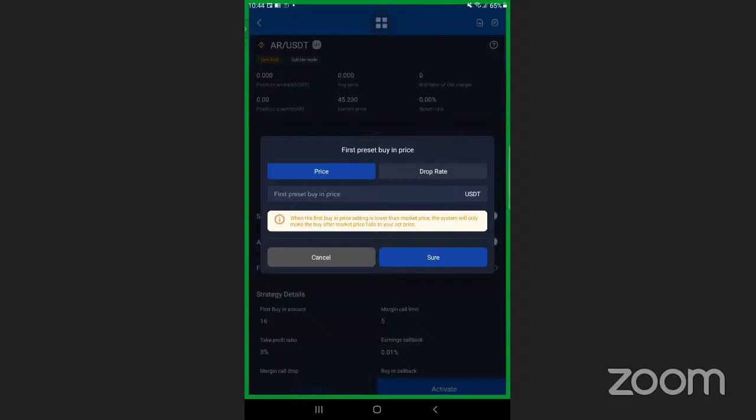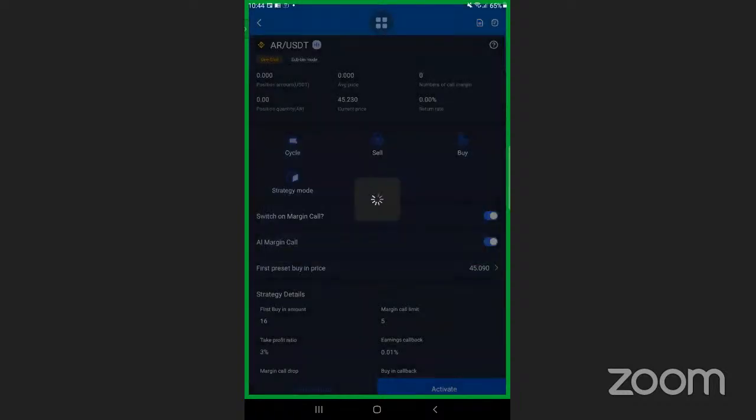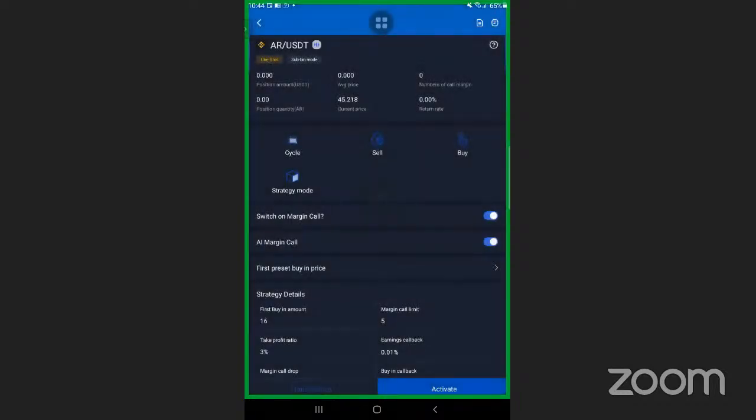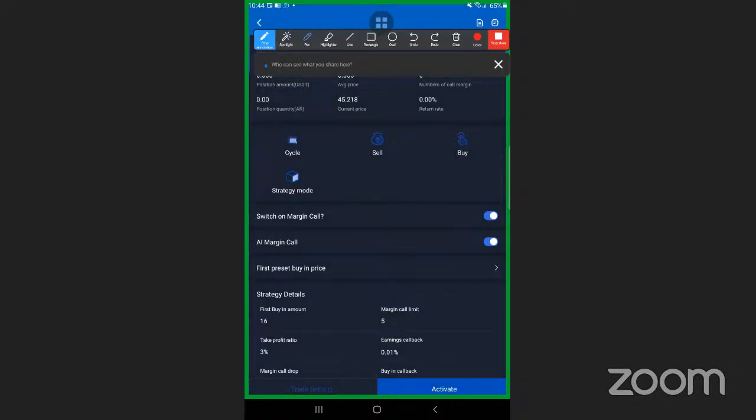Then after that, you click show. When you click show, the preset price will disappear. Can you see it is gone? It is no longer there. It's not appearing. That's how you cancel the trade.